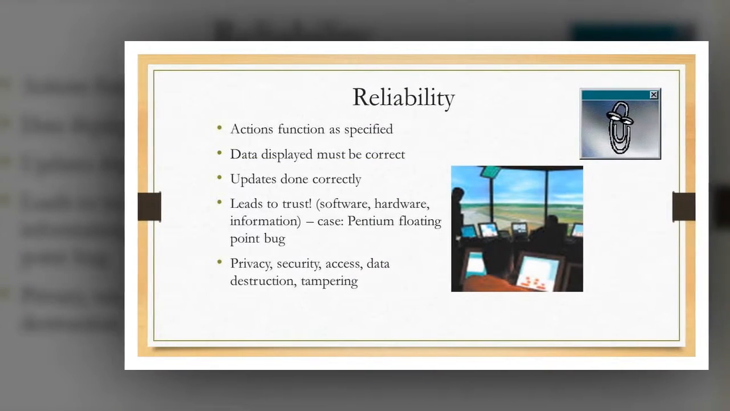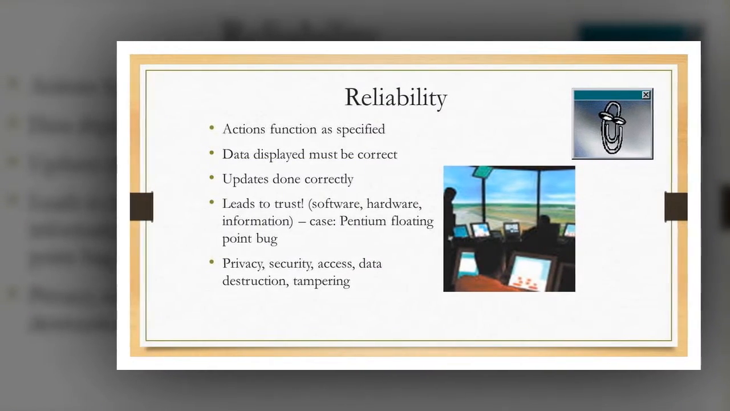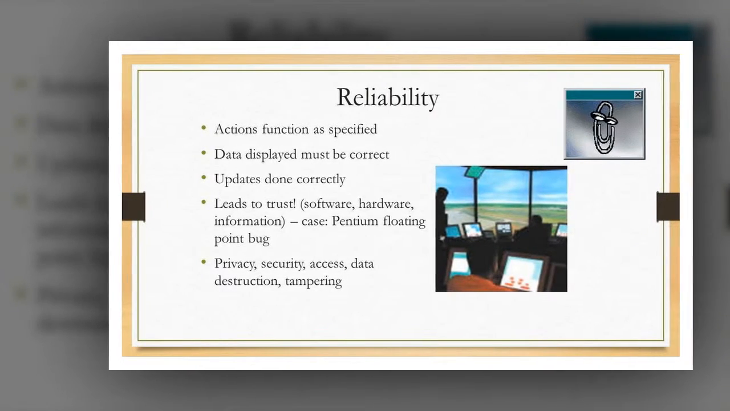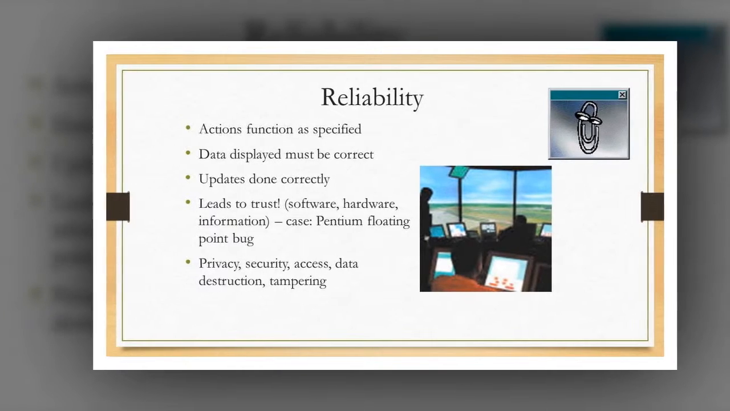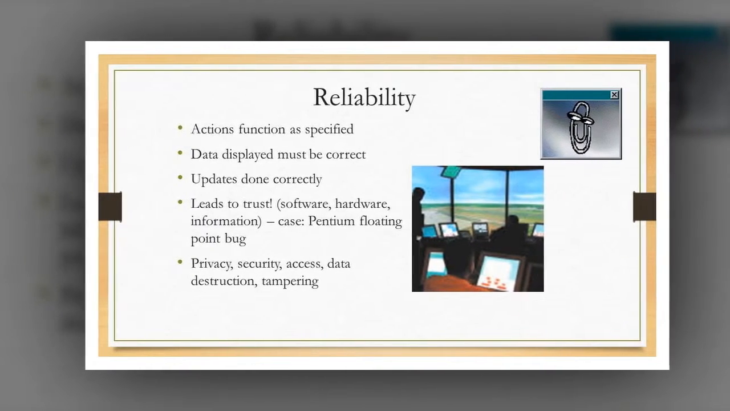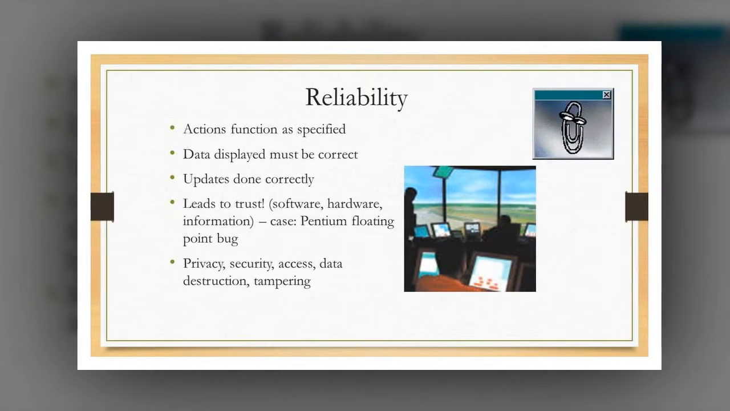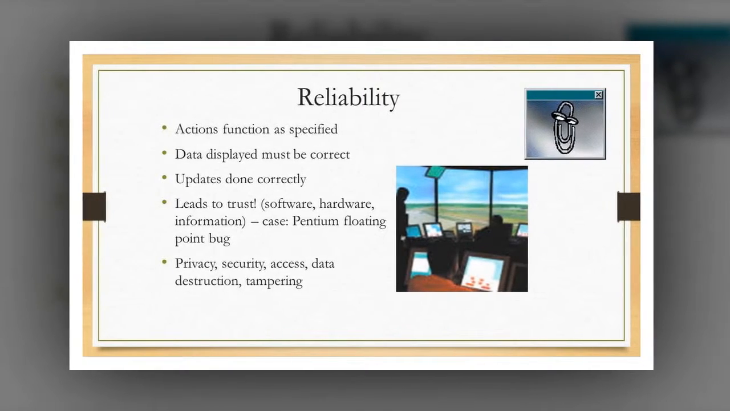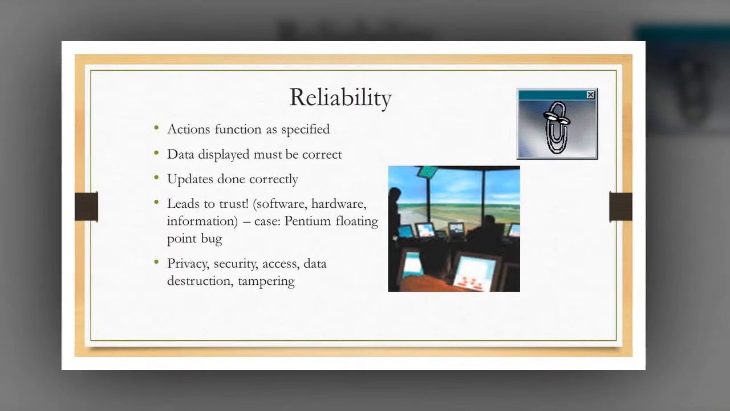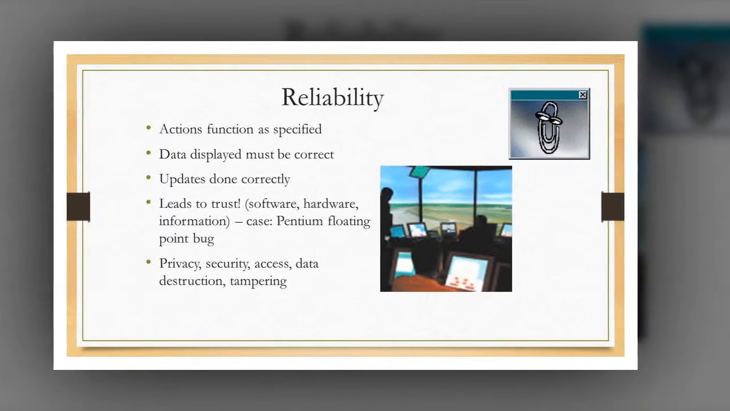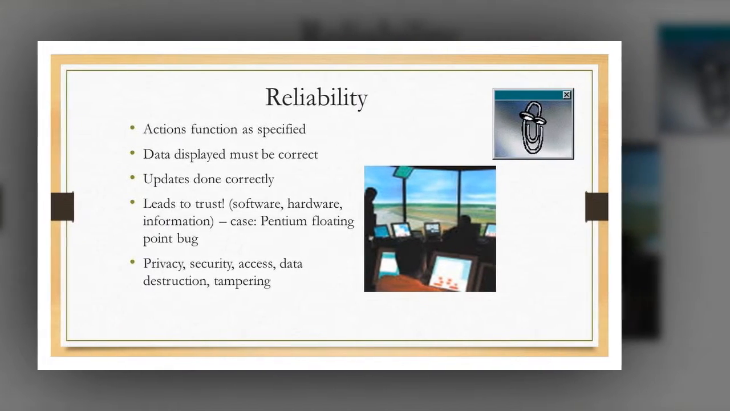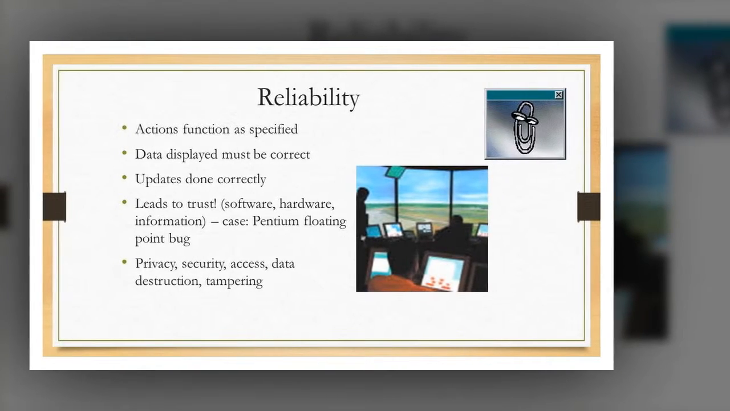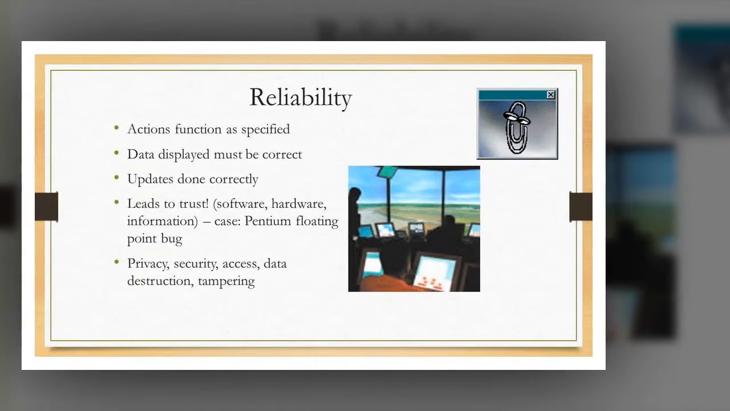Reliability. Actions function as specified. Data displayed must be correct. Updates done correctly. Leads to trust: software, hardware, information, care. Pentium floating point bug. Privacy, security, access, data destruction, tampering.